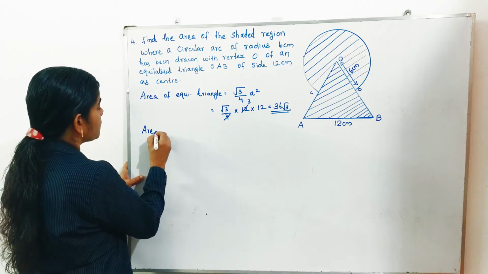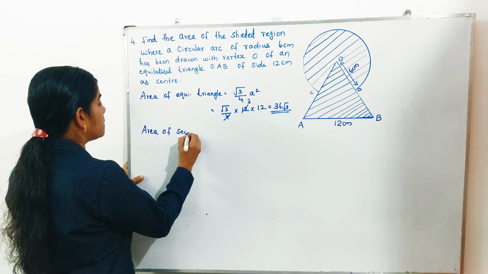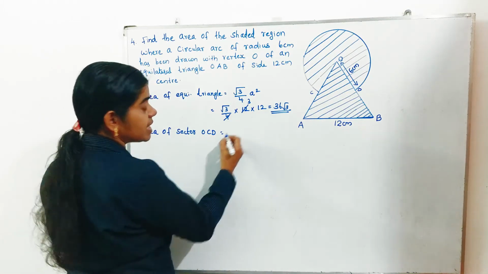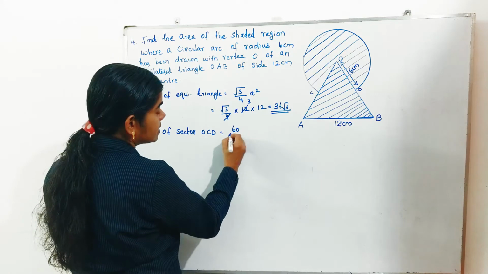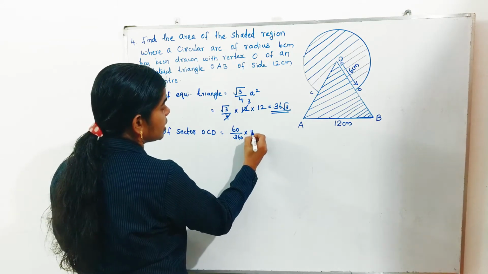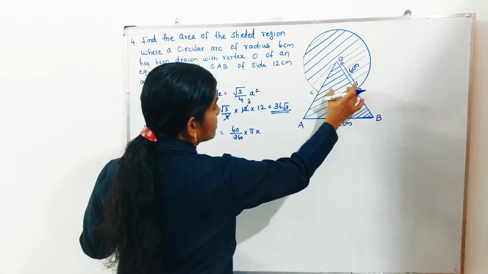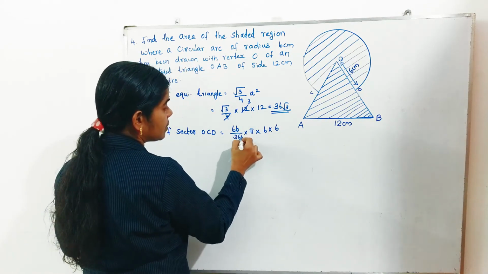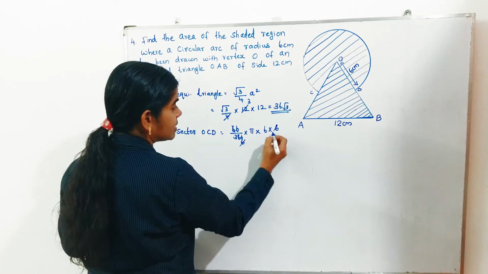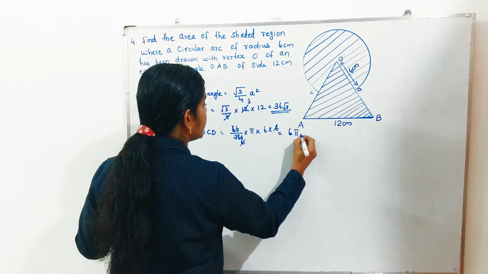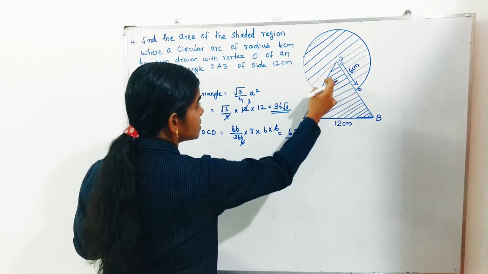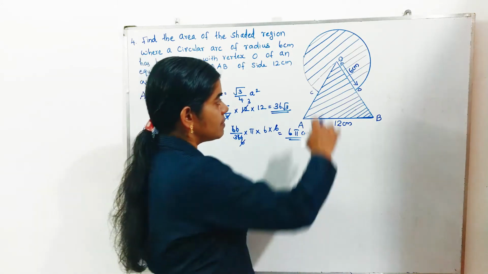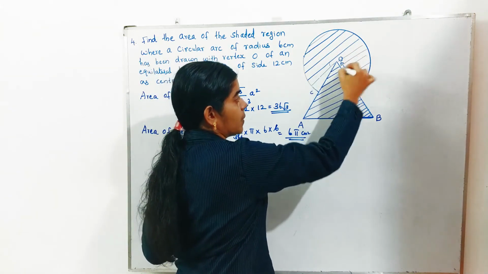Area of sector OCD is equal to, theta means the equilateral triangle angle will be 60 degrees. 60 by 360 into pi into r, r will be this much, that will be 6. 6 into 6. The 0, 6 times we will cut this. So 6 pi will be the area of this sector. Then we actually needed this part only.